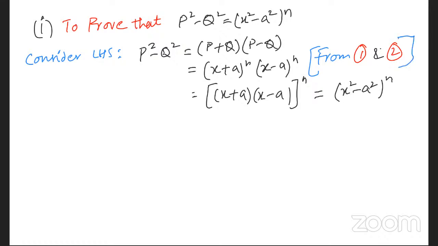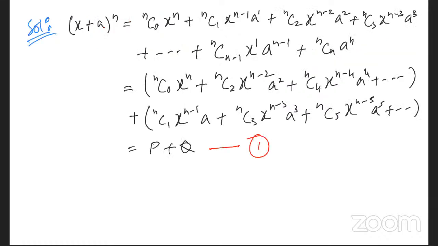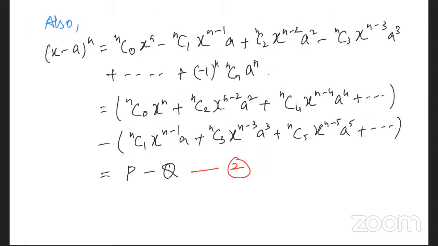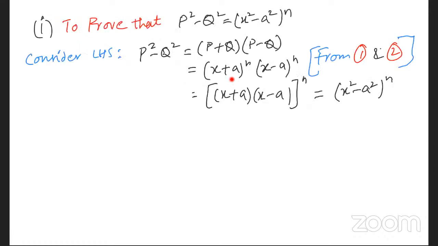So where p plus q is x plus a whole to the power of n, p minus q is equal to x minus a whole to the power of n. So based on that, we got x plus a whole to the power of n into x minus a whole to the power of n, which will yield x square minus a square whole to the power of n. So now we shall consider the next bit, the second.